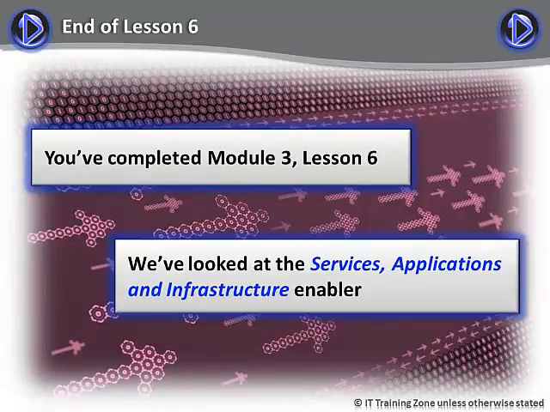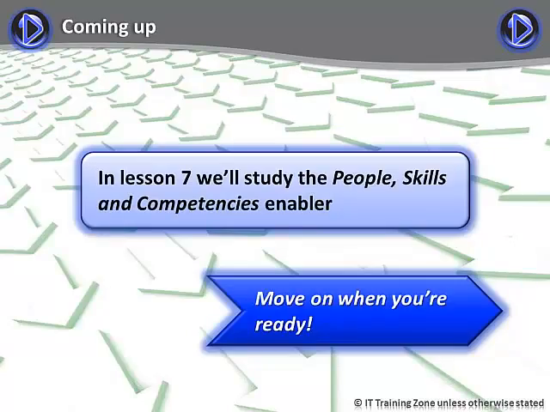That completes this lesson. In this lesson, you learned about the Services, Infrastructure, and Applications enabler. The next lesson is Module 3, Lesson 7. In that lesson, we'll study the People, Skills, and Competencies enabler.